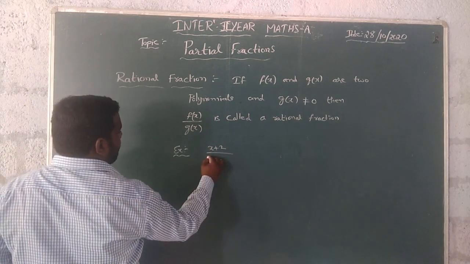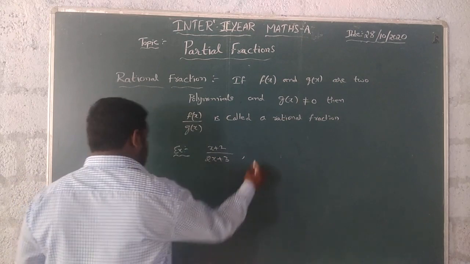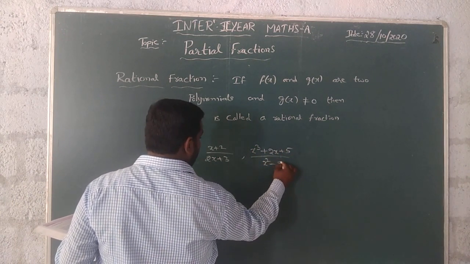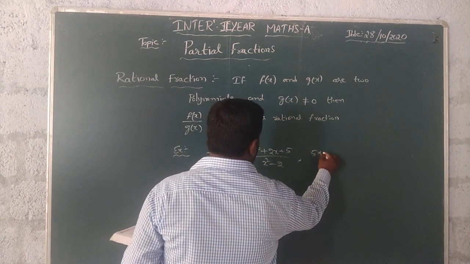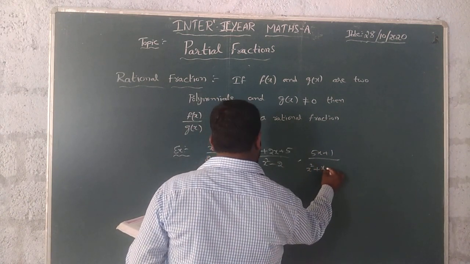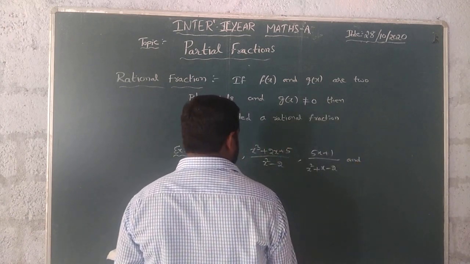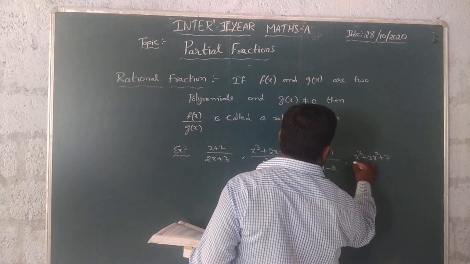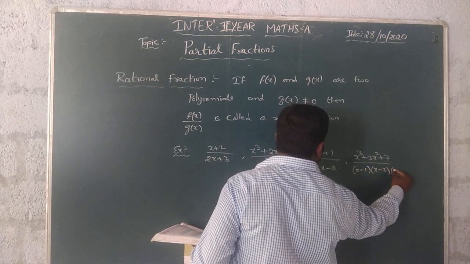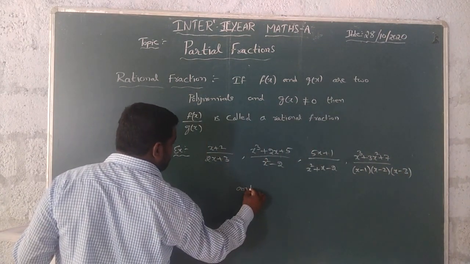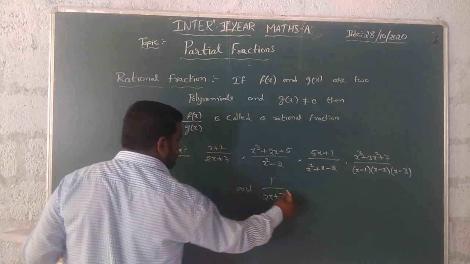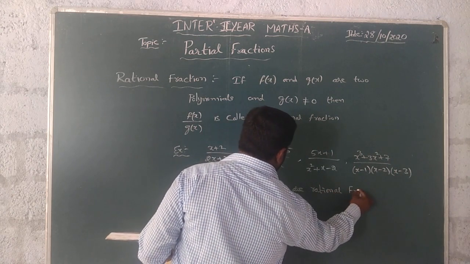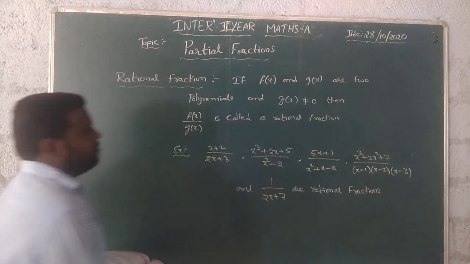x plus 2 by 2x plus 3, x cube plus 2x plus 5 by x minus 2, x square minus 2, 5x plus 1 by x square plus x minus 2, and x cube plus 3x square plus 7 by x minus 1 of x minus 2 of x minus 3, and 1 by 2x plus 7 are rational fractions. Does everyone know that one?